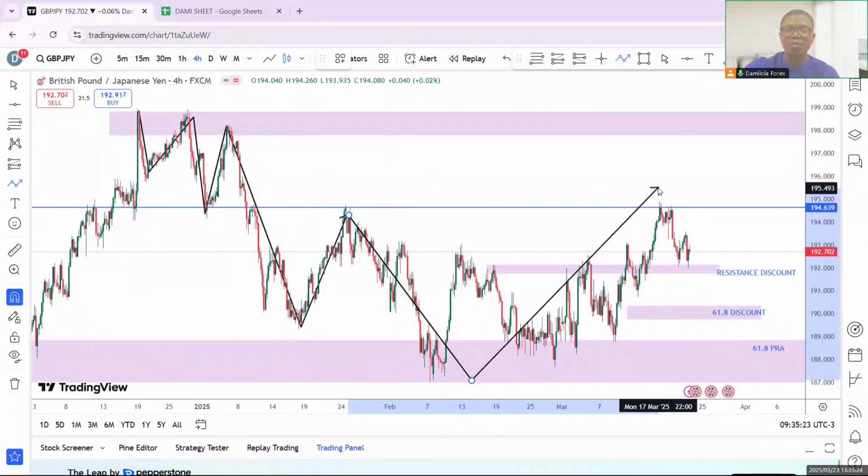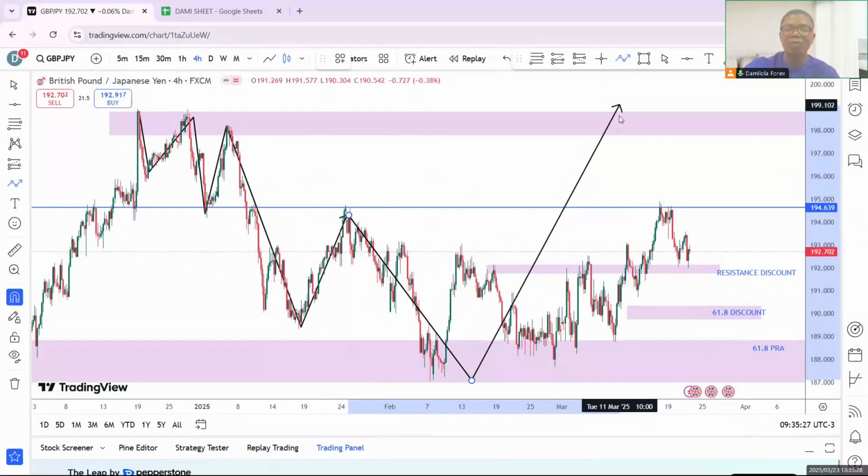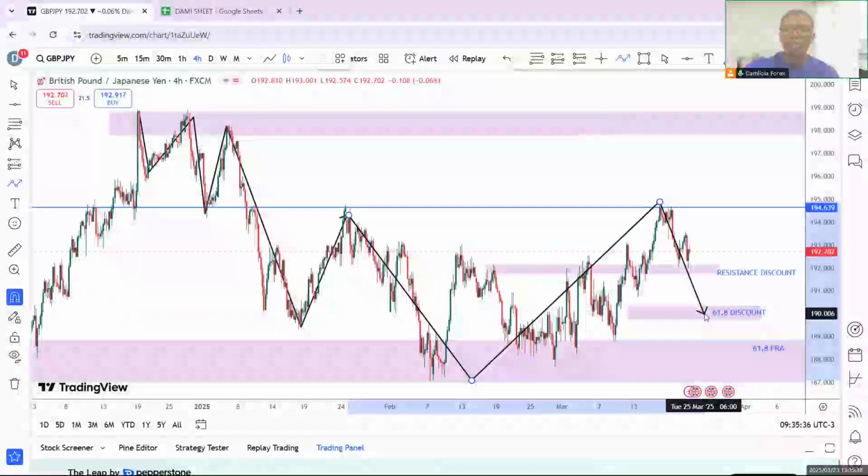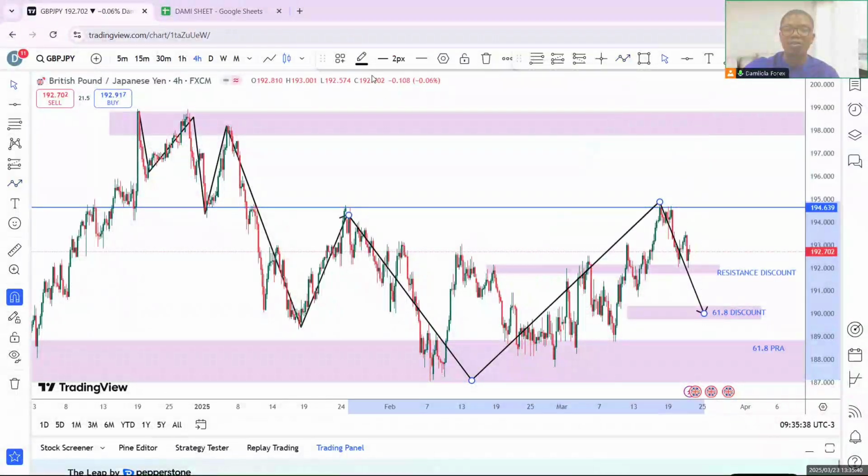So after breaking structure, what do you expect? We know that after a break of structure, instead of prices heading straight to take profit at the top, what do prices do? Prices give a discount. So now the discount could be at this area of resistance which we identified, or price could actually come to this 61.8 for the discount before takeoff.